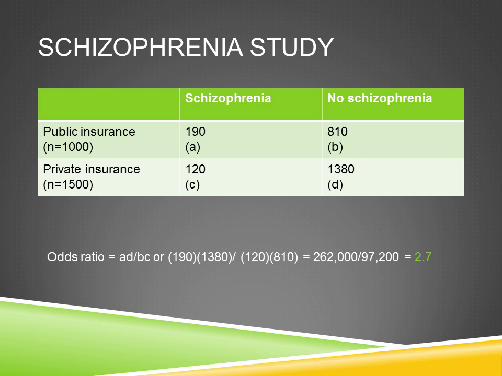This makes sense, of course, because actually the association is the other way around. People with schizophrenia are more likely to qualify for disability on the basis of their psychiatric issues, which means that they're more likely to have public insurance.